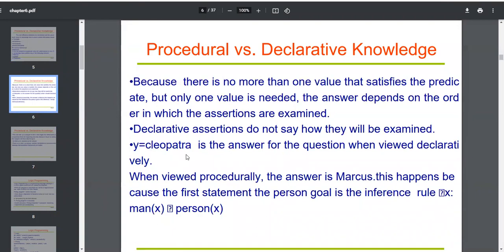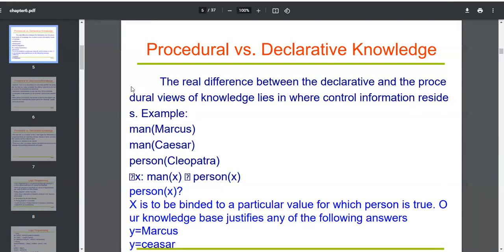But when we are talking about procedural knowledge representation, then the answer is going to be the first, that is Marcus, X equal to Marcus. And further, if you evaluate, then you will get Caesar and Cleopatra also. Why in procedural knowledge representation will you get the value of X as Marcus? Because for person X, it will examine from the first line to the last line in sequence. So the first value which is going to match is man Marcus, and hence the value of X that is going to be returned is Marcus, not Cleopatra.